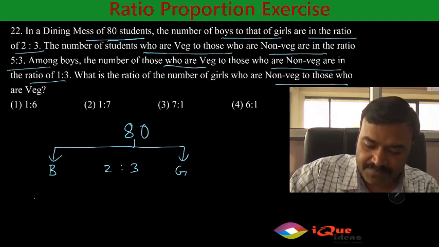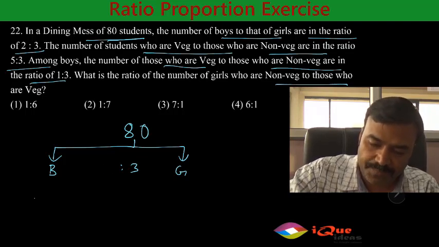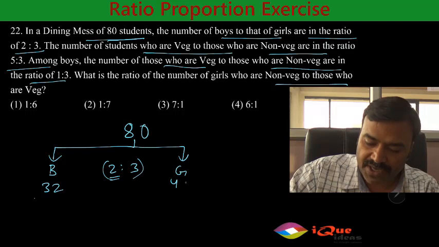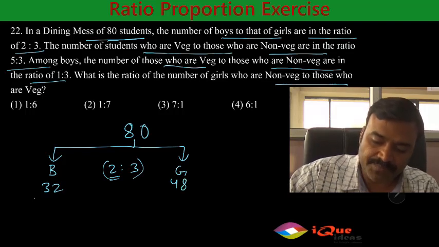2 plus 3 is 5. 5 divides 80 16 times. So 16 twos are 32, 16 threes are 48. So there are 32 boys and 48 girls.